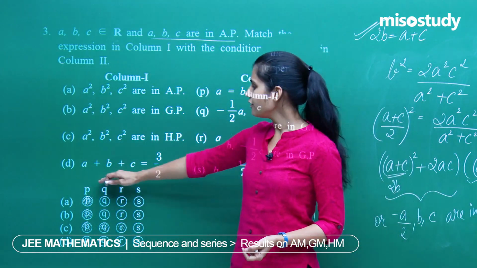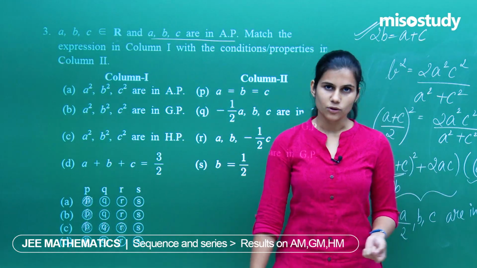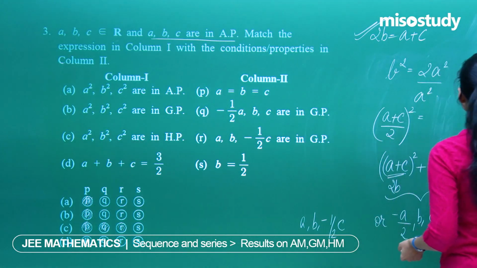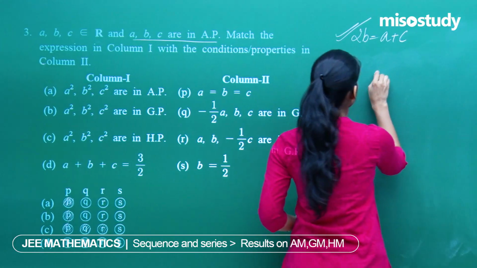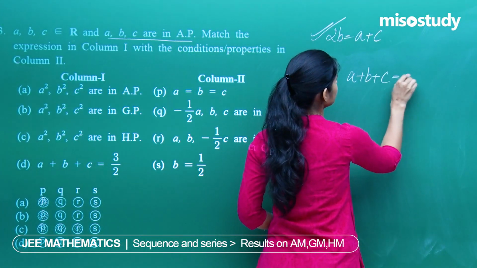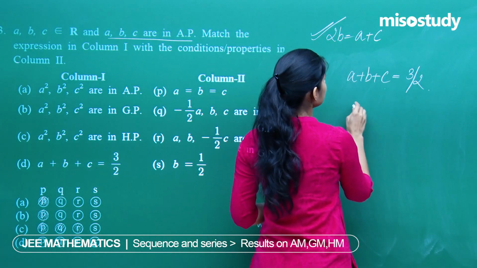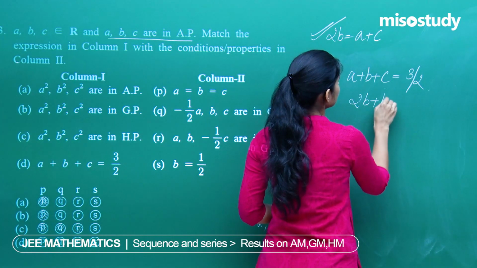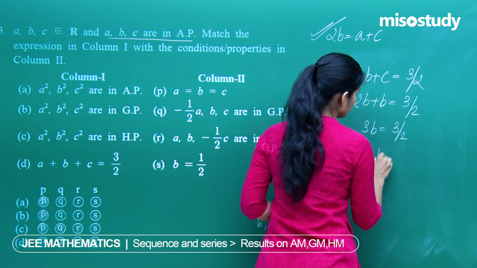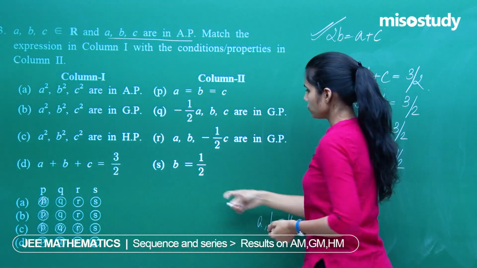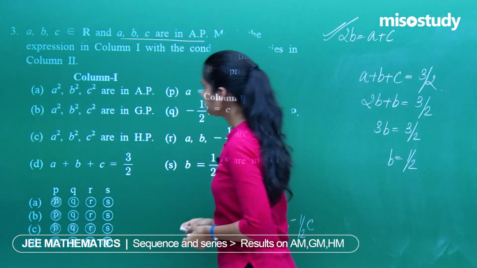Fine. Then you have D, that is A plus B plus C is 3 by 2. Then what among those are going to hold? So if A plus B plus C is 3 by 2, you already know A plus C is twice of B. If A plus C is twice of B, plus B is 3 by 2, thrice of B is 3 by 2, B is 1 by 2. So D is basically going to be shaded to S.